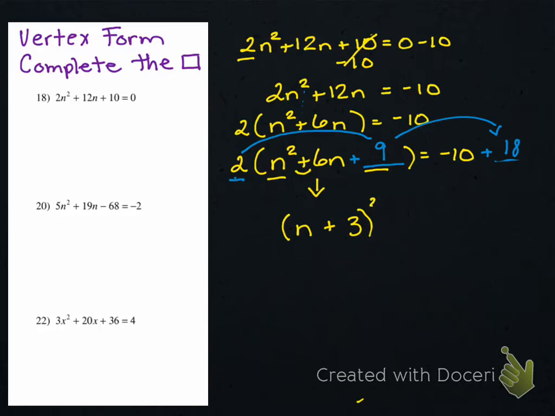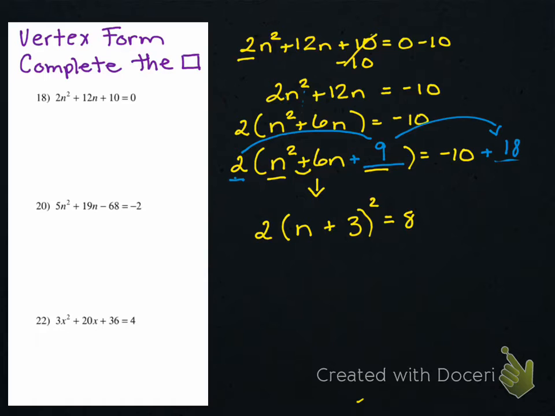and then just writing that in its little binomial form, and then squaring that binomial, called the square of a binomial. If I square this binomial, I'll get right back to the n squared plus 6n plus 9. Don't forget the little 2 on the outside. And to make this really good, I want to finish the right side. Now, negative 10 and a positive 18 is 8.